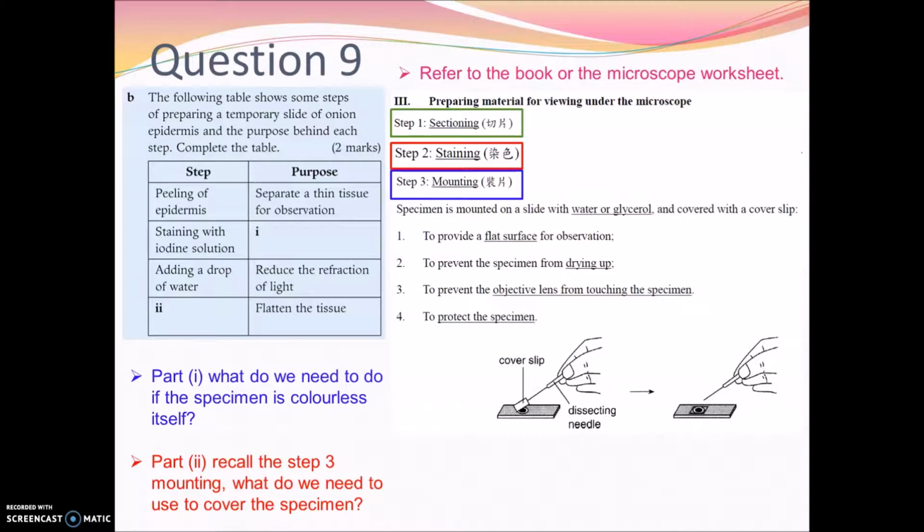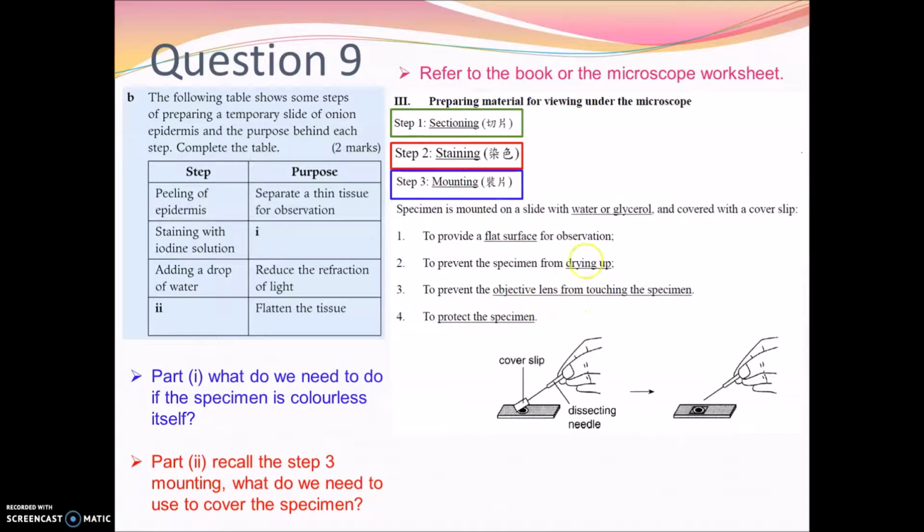For example, with some cells, or last week we observed the cotton wool, the surface is not flat enough, and it may be in contact with the objective lens if they are close enough to each other. So that's why we need to provide a flat surface first. And then for the other one, prevent the specimen from drying up, even if we add water. If the water is evaporating, the specimen will dry up, and for example the cell will become smaller, it will shrink. So that's why you cannot observe it so easily.